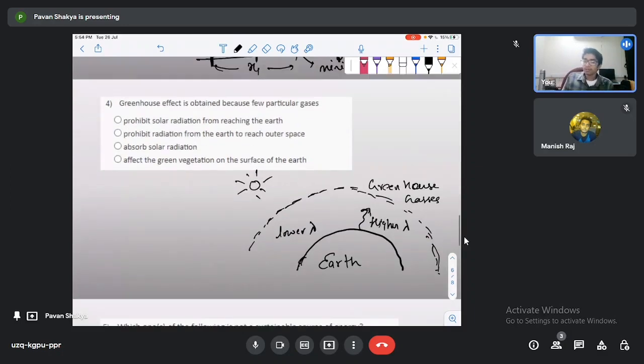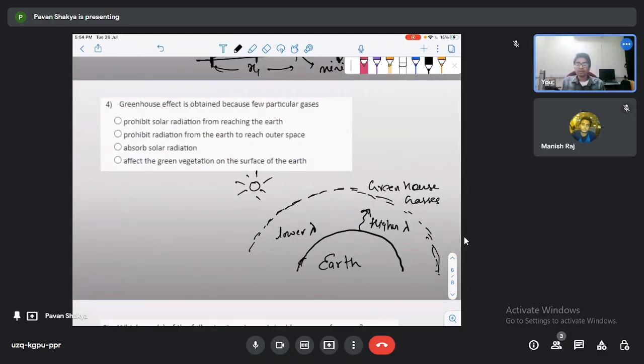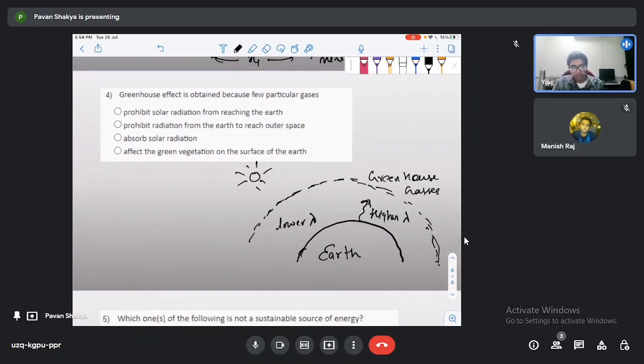So the answer for this problem will be third, at solar noon. The fourth problem is: the greenhouse effect is obtained because of a few particular gases. As we know, this one is our earth and this one is the sun. The temperature of the sun is higher, thus it radiates energy at a lower wavelength. So we will see how these greenhouse gases affect our earth.